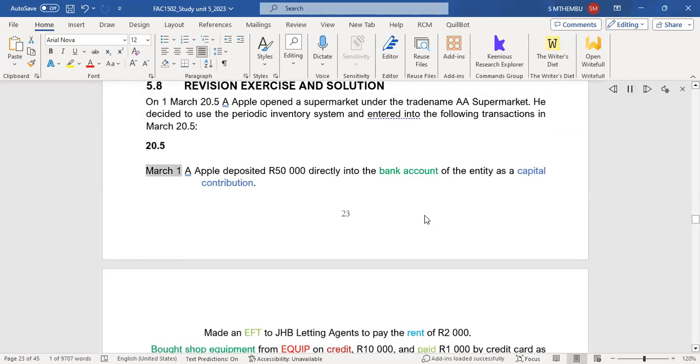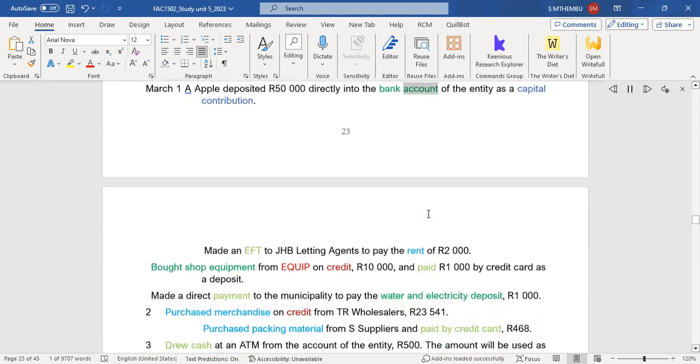20.5. March 1st, Apple deposited R50,000 directly into the bank account of the entity as a capital contribution. Made an EFT to JHB letting agents to pay the rent of R2000. Bought shop equipment from Equip on credit, R10000, and paid R1000 by credit card as a deposit. Made a direct payment to the municipality to pay the water and electricity deposit, R1000.